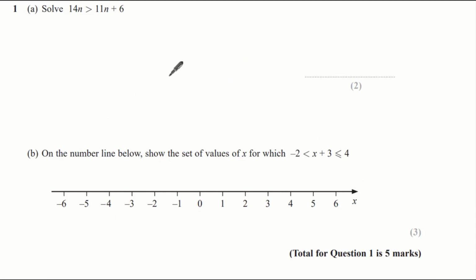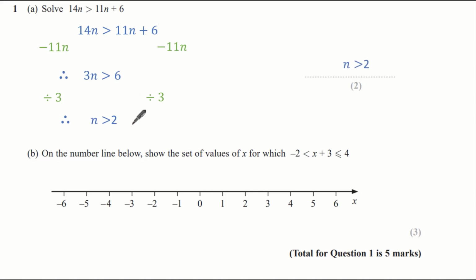Question 1 wants us to solve 14n is greater than 11n add 6. What's important to note is the method we use to solve inequalities is exactly the same as what we use to solve equations. Subtracting 11n from 14n gives me 3n, and subtracting 11n from 11n add 6 gives me 6. Now 3n is greater than 6, so I simply divide by 3 and it gives me n is greater than 2.